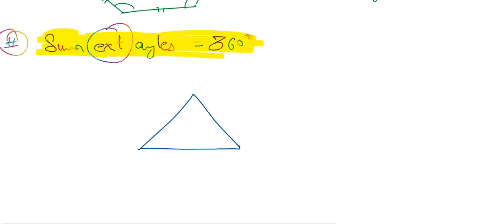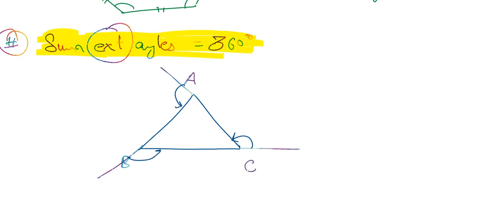Let us suppose I have vertices A, B and C. If I extend AB a little bit and BC a little bit, I would get it like this. If I extend AC, I would have it like this. The angles lying outside like this are treated as my exterior angles. So if this measures x degrees, this measures 125 degrees, and this measures 125 degrees, what would be the value of x? You have to determine the value of x.